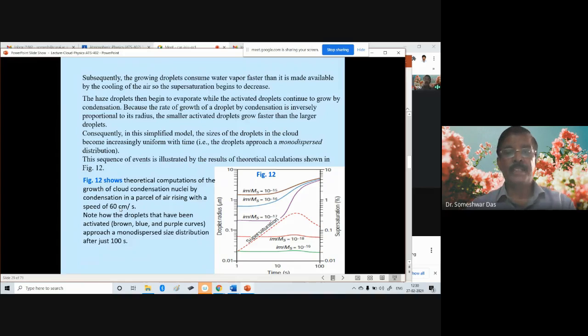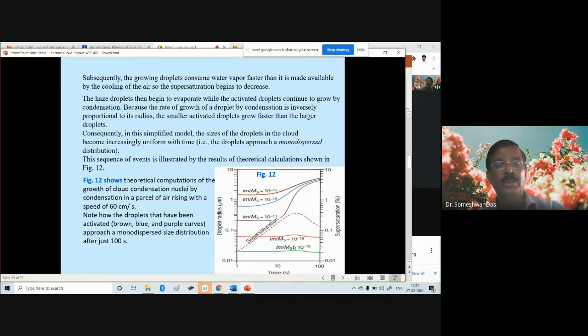Note how the droplets that have been activated, like this brown curve, this blue curve, and even this one, are the activated ones. The purple, blue, and brown curves represent activated droplets. And see how they are rising, quickly increasing with time. Okay, the droplet radius is increasing rapidly with time. And these others are more like non-activated droplets.